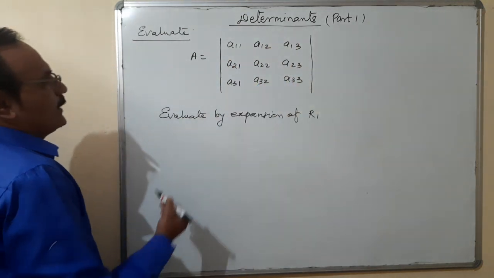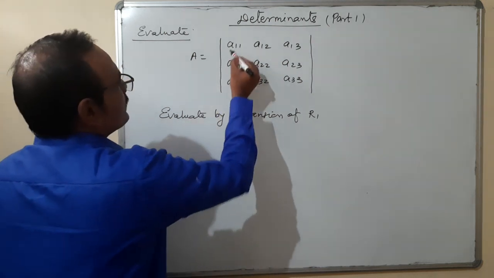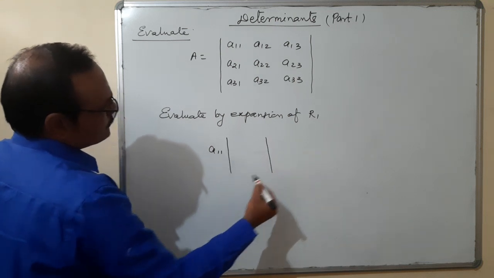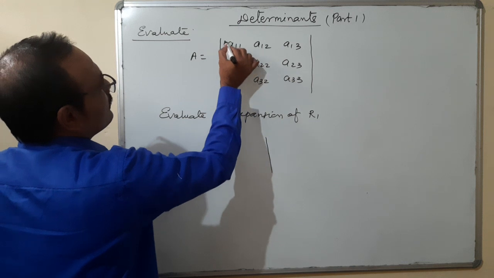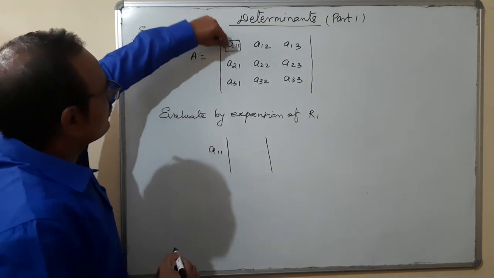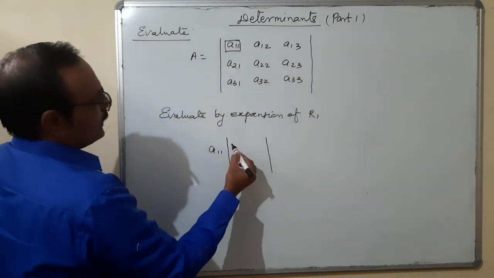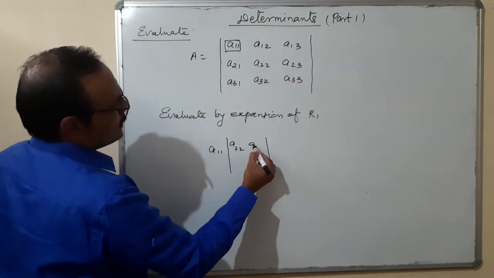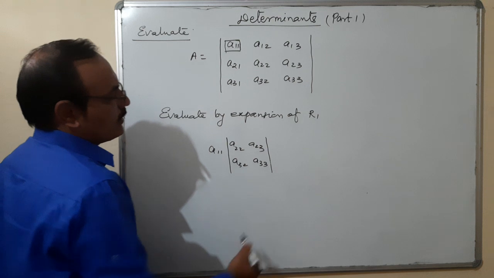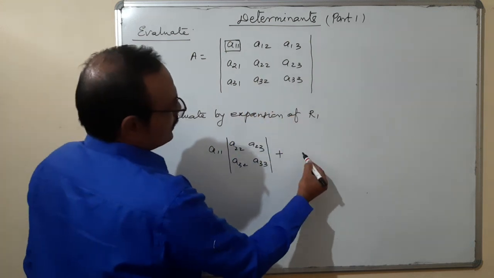How to find the value? In R1 there are 3 elements. First of all I write the first element A11, times a determinant. For A11, leave the row and the column along that element. The elements which are left are A22, A23, A32 and A33. Plus the second element of row 1, A12.